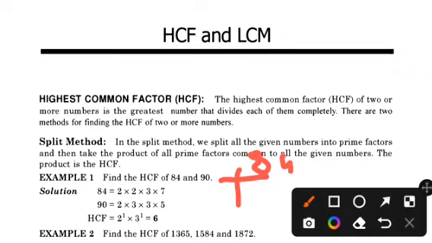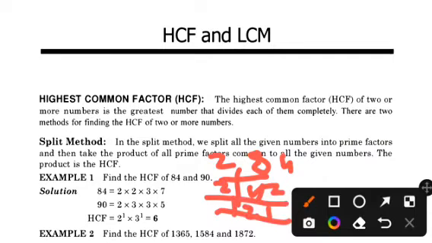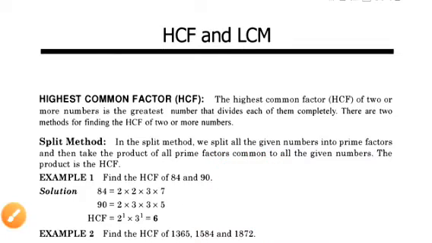Now 84 is divisible by 2. So 2 4s are 8, 2 2s are 4. Again it is divisible by 2. So 2 21s are 42, and then by 3 and 7. So 2, 2, 3 and 7 are the prime factors of 84.